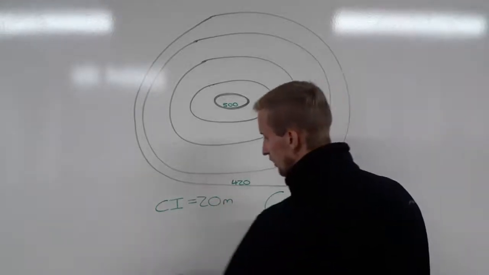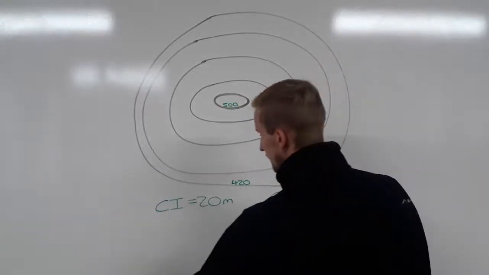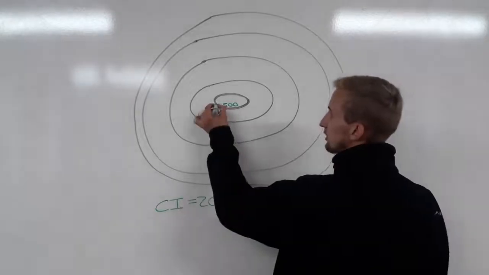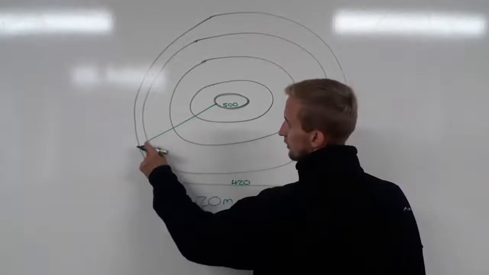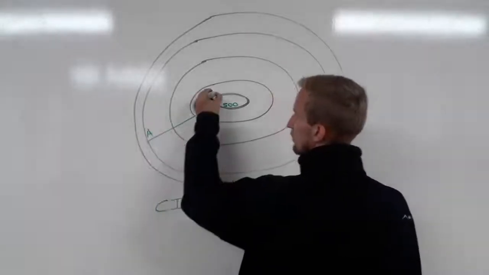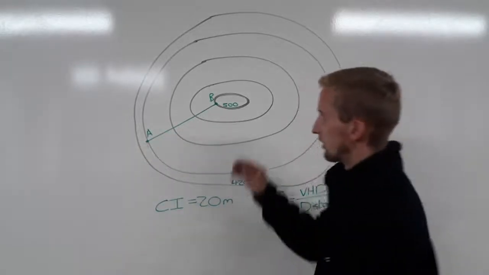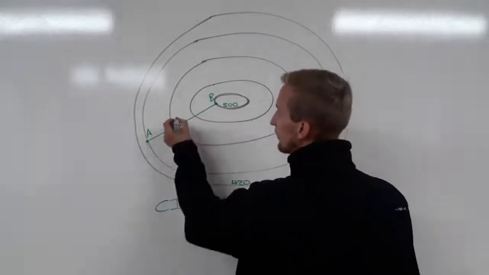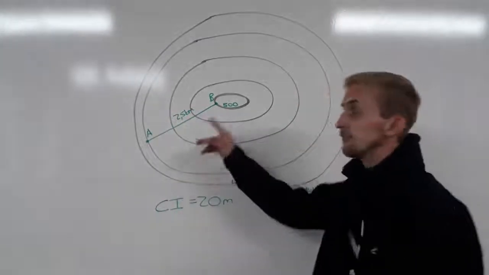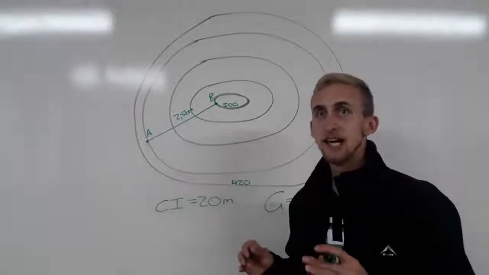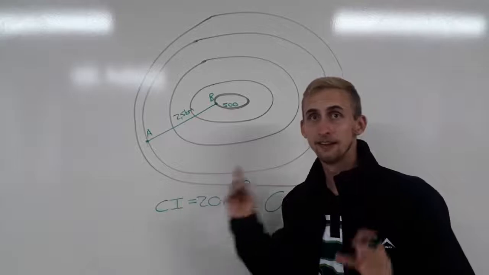So I want to calculate, let's say we're going to work in green, the gradient of that line from A to B, from that point to that point. I'm given that that is 2.5 kilometers. Now I want to find what is the gradient of that line.